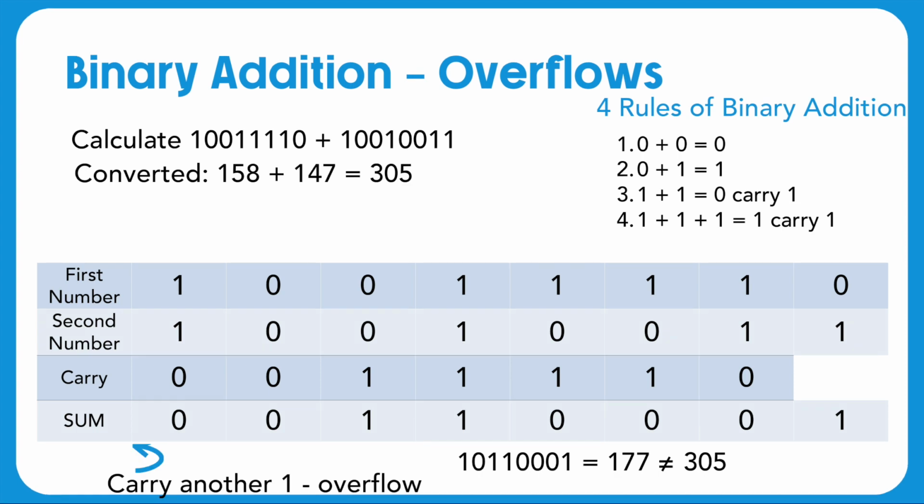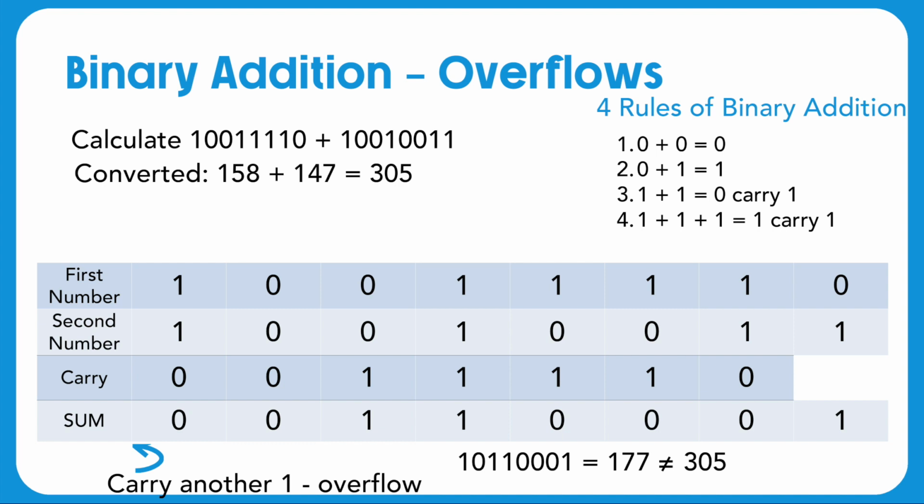We can see this in our calculation. If we look at the addition of our most significant bits, the bits on the left, we can see that we're summing 1 plus 1, which according to rule 3 is 0 with a carry of 1. However, because we've not got an additional bit to store this carry value on the left, the result of the calculation is incorrect.